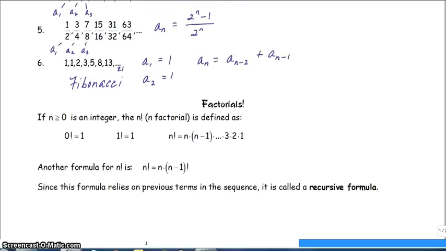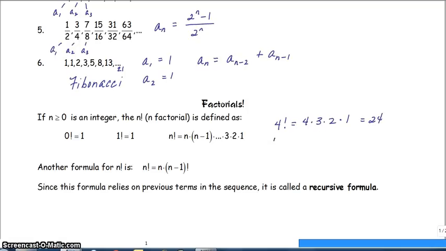Now another thing that we're going to look at is a factorial. Now n has to be an integer greater than or equal to 0. We have a notation for n factorial, and that is an exclamation point, and we define 0 factorial as 1, 1 factorial as 1, and then n factorial is essentially taking all of the integer values up to n, and multiplying them together. So for example, 4 factorial would be 4 times 3 times 2 times 1. And then we could actually do that multiplication and get 24.